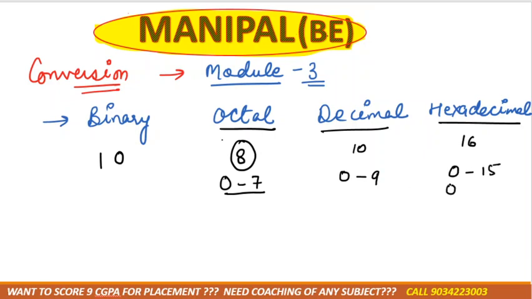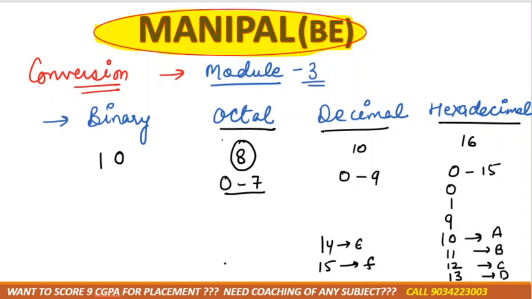Okay, but we will represent 0 to 9 as a number only. After 9, we will represent the numbers by alphabets, like 10, 11, 12, 13, 14, 15. So 10 is always represented by A, 11 is represented by B, then C, D, E and F. Got it? That will always be represented in hexadecimal form.